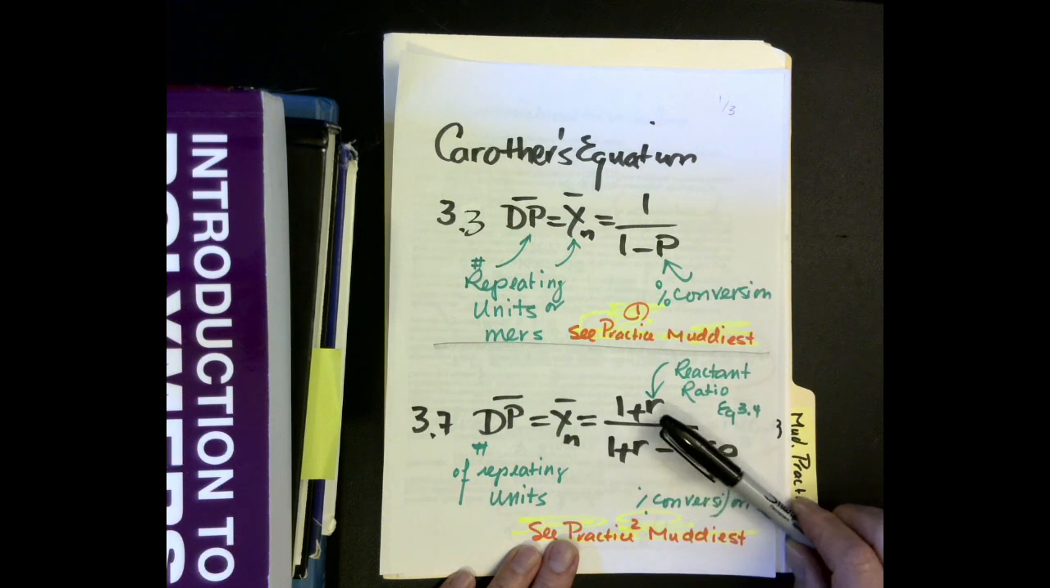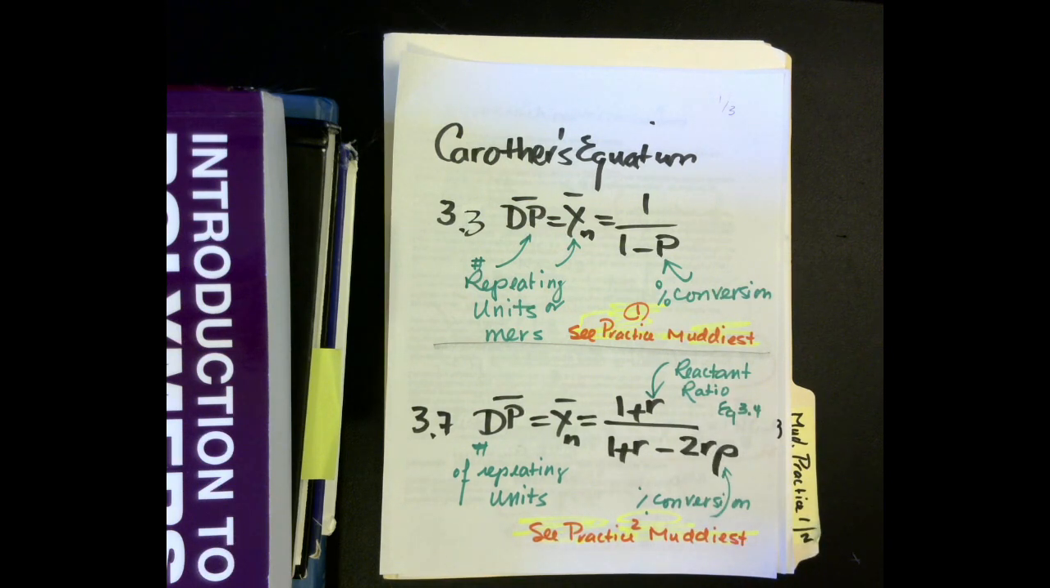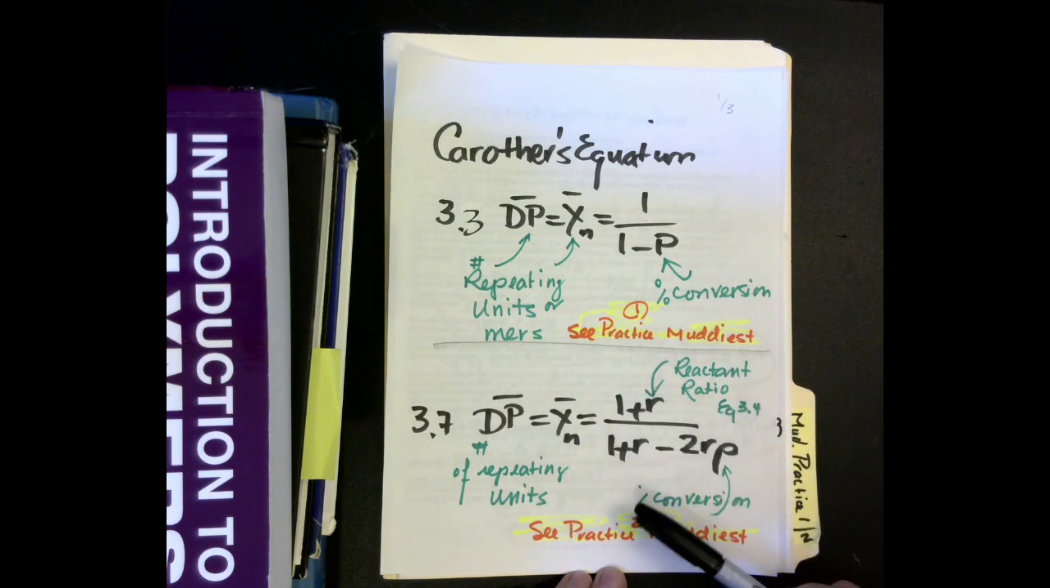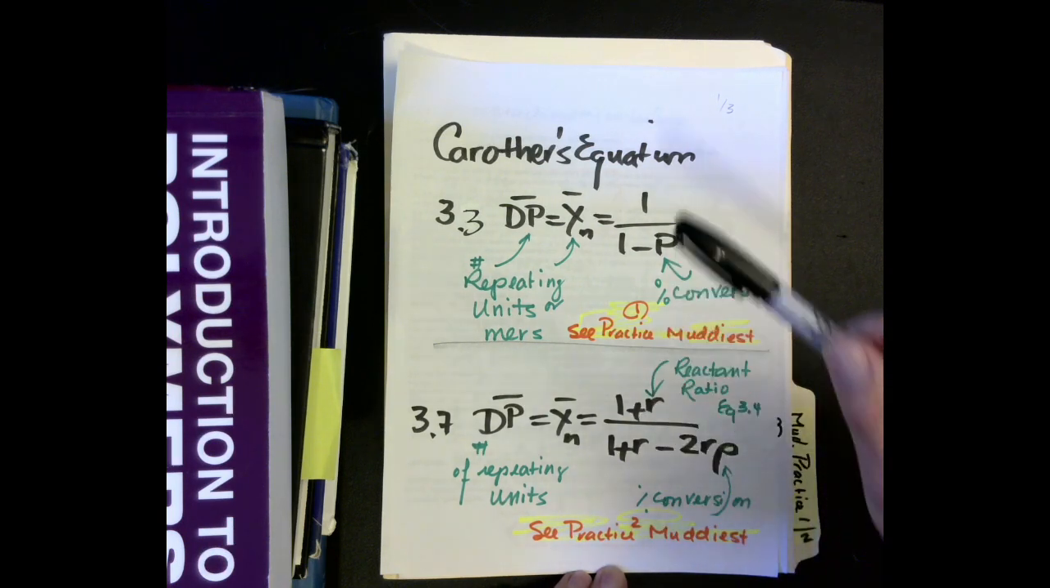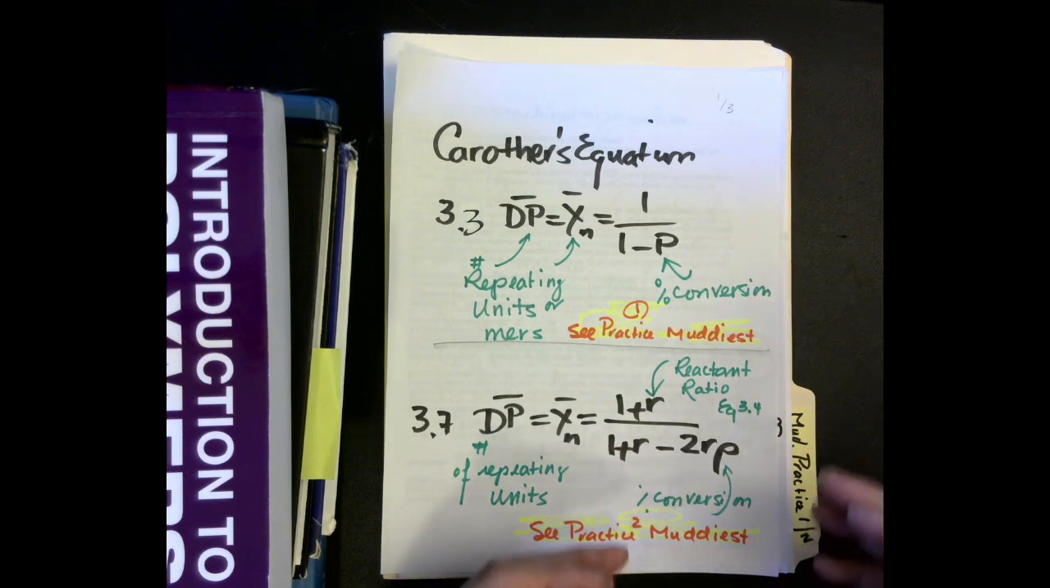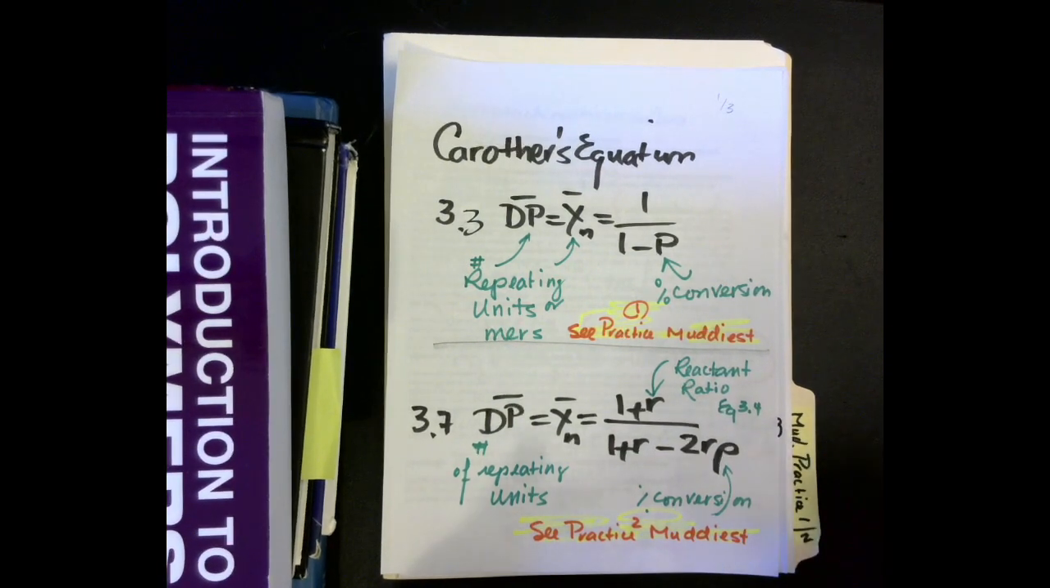Now what is r? r is the mole ratio of the two reactants. And p, like before, is the percent conversion. Again, as I said, we need to practice. Go back to the folder Modules, look at practice 1 and practice 2. So we're going to know how to use these two, 3.3 and 3.7. Very important equations. We need to know how to use them, not memorize them.